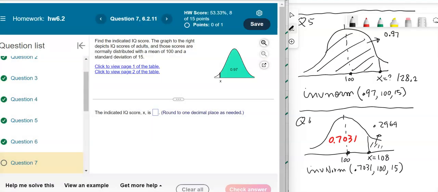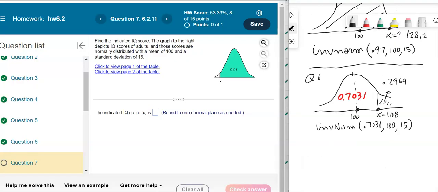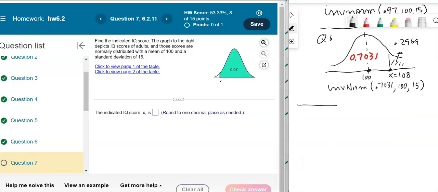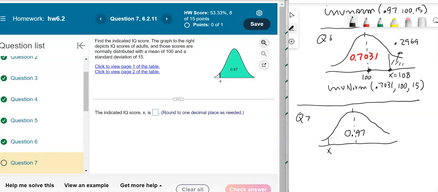Right? Okay, let's go to question number 7. This is almost the same question. Everything's the same, isn't it? Now, they want you to find the x value corresponding to this. This area is 0.97, then this left value is 0.03. So you enter inverse norm 0.03, 100, 15.